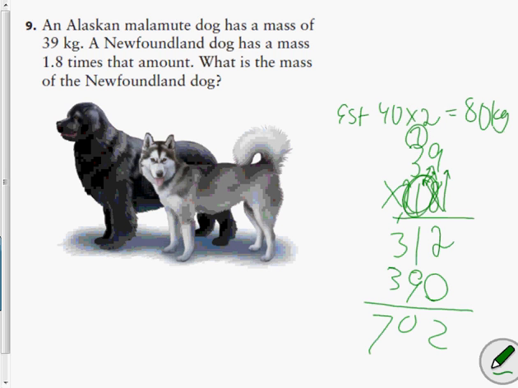Now, remember, we did an estimation up here. Our estimation was 80 kilograms. We have 702 with no decimal, which means the only place I can put my decimal to make sense is right there, which means the answer to my question is 70 decimal 2 kilograms.